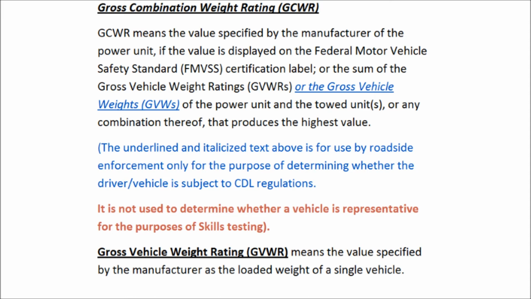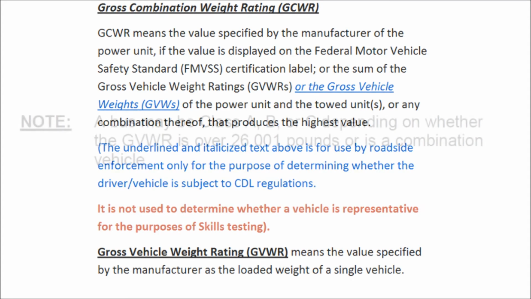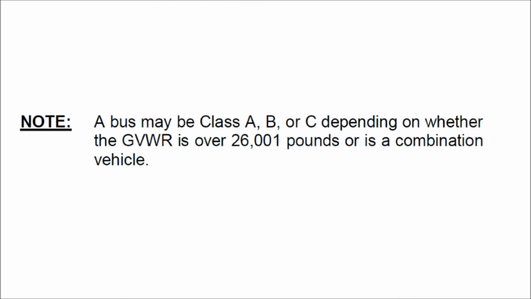Gross vehicle weight rating, GVWR, means the value specified by the manufacturer as the loaded weight of a single vehicle. Note: a bus may be Class A, B, or C, depending on whether the GVWR is over 26,001 pounds or is a combination vehicle.